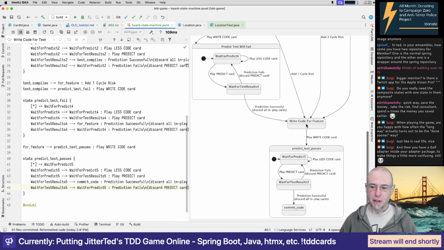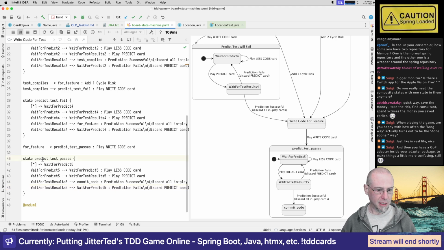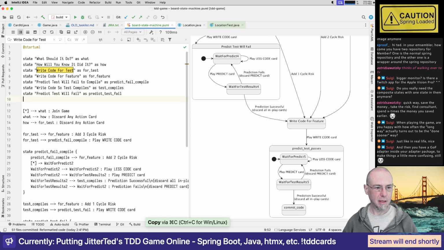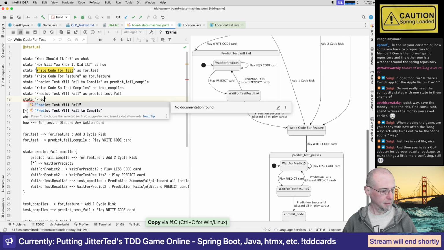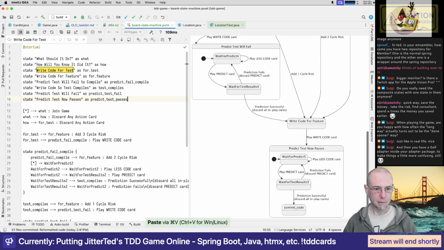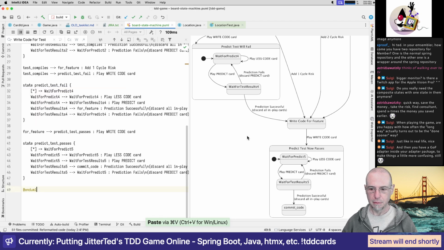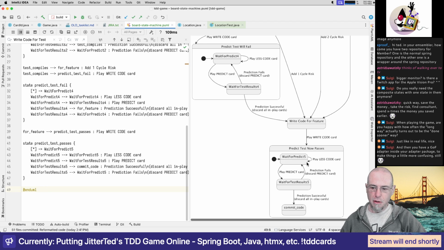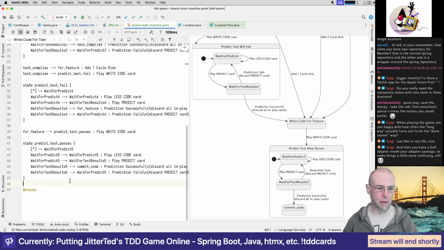So we write code for feature. The only way to exit is you play the right code card. Predict test passes. That's not predict test passes. Yes, it is. I just didn't make the state here. So wait for predict, play less code, play the predict card, prediction successful, so now you're at commit code.